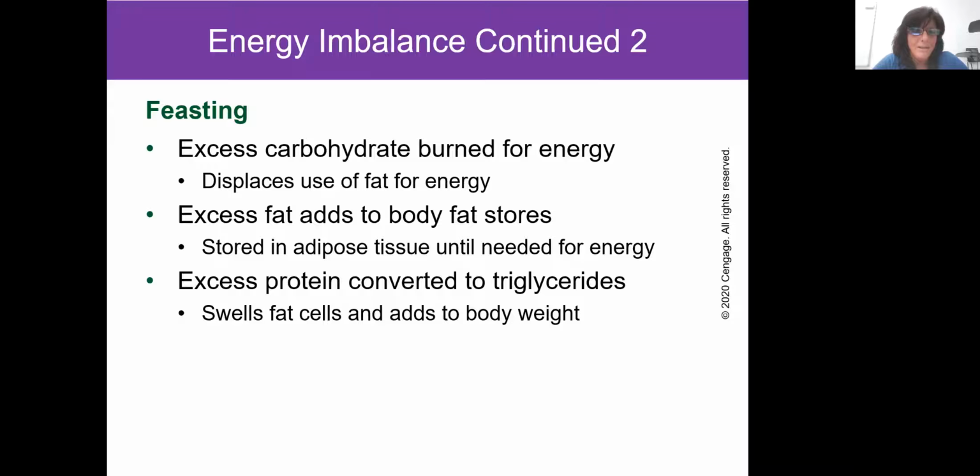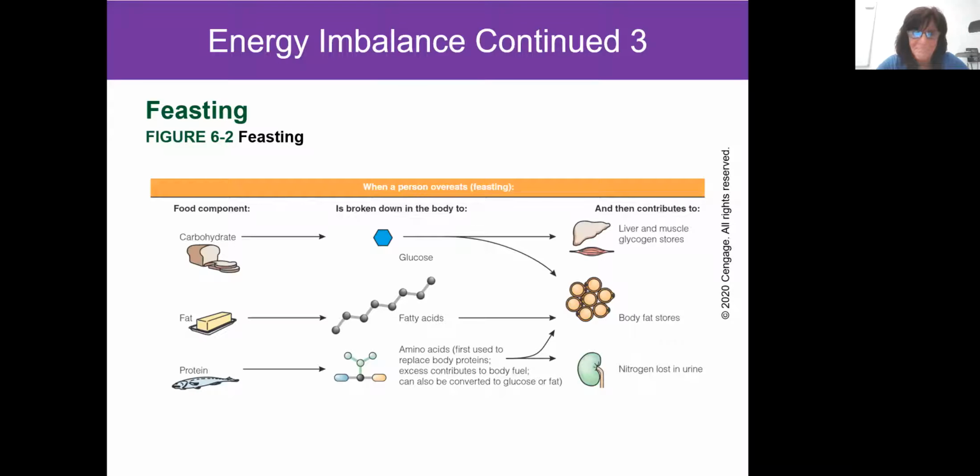Too much protein can actually convert into triglycerides. And that adds to your body weight, adds to obesity, and it can add to heart problems, cardiac problems, because of the plaque in the arteries with triglycerides. The next page is a chart, and it shows different food components, carbs, fats, proteins, and how they're broken down in the body and what they contribute to.